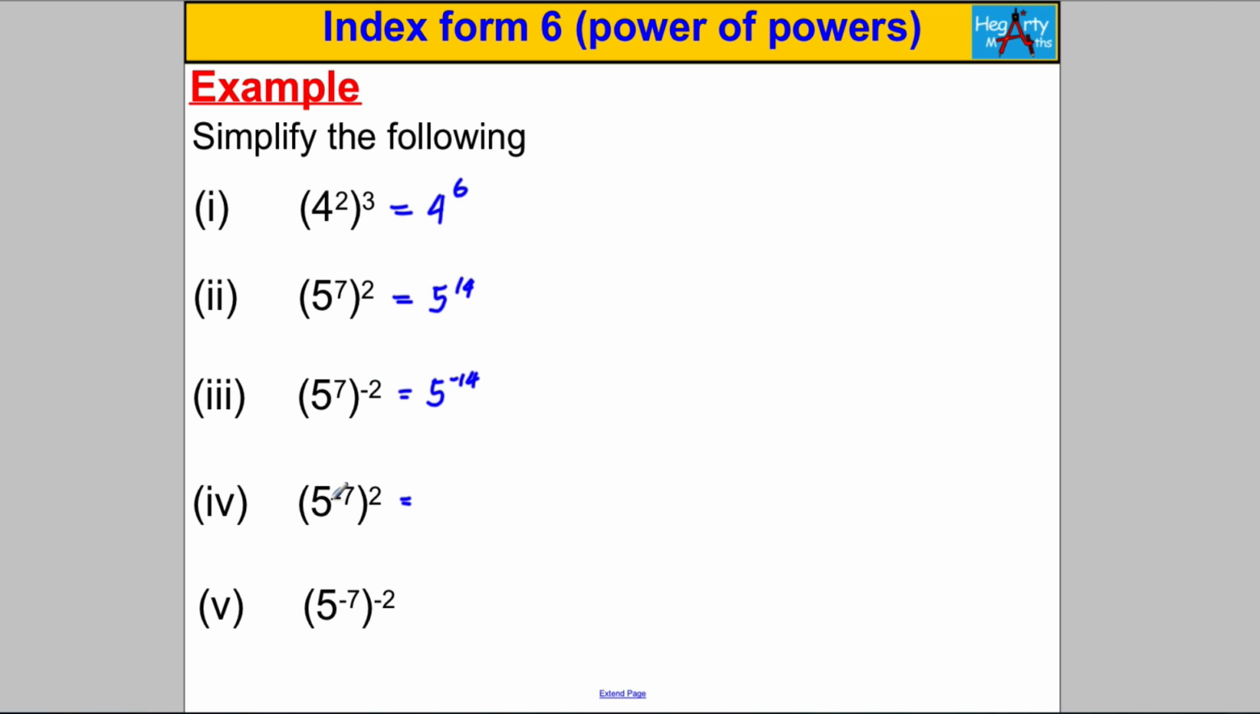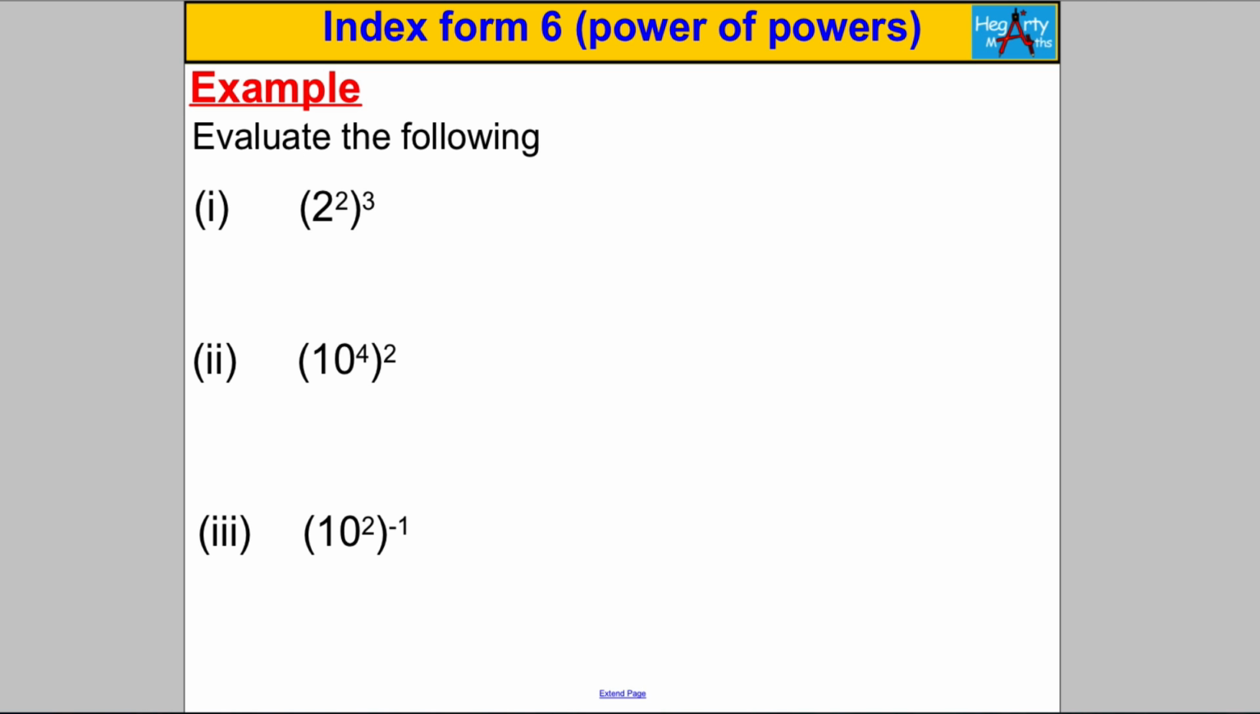5 to the negative 7 all to the power of 2 would be 5 to the negative 7 times 2, which again is 5 to the negative 14, because a negative multiplied by a positive is negative. But the last one, 5 to the negative 7 all to the negative 2, well, that's going to be 5 to the negative 7 multiplied by negative 2, and negative multiplied by negative is positive, so we'll get 5 to the positive 14. And we're done. Evaluate the following. Pause and have a go.